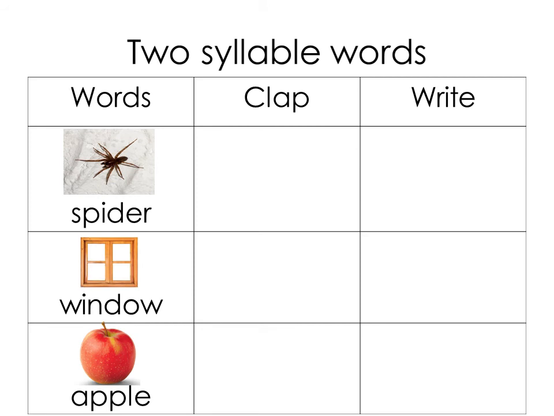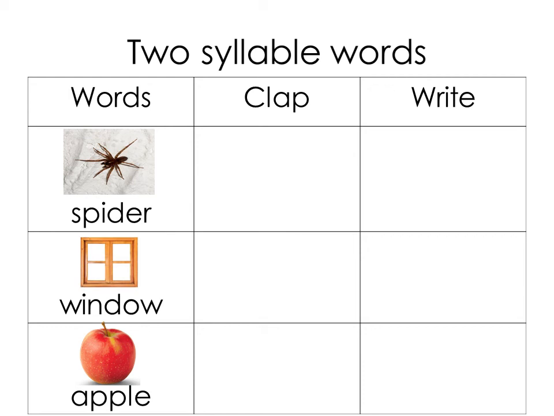So now, let's have this activity, the two-syllable words activity. So we have here the words spider, window, and apple. Now get your notebook, copy, and answer. For the clap, you're going to write how many syllables these words contain. And then for the right column, you're going to chunk these words. So the first one is spider, and then chunk the word spider. And then window and apple. Now, if you're not yet done, click the pause button. And if you're done, click the play button to know the answers.